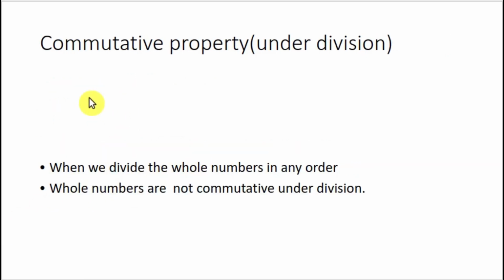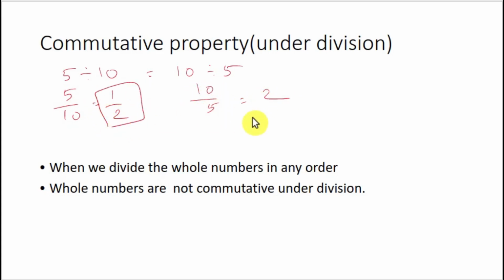What about division? Here in division, for example, I am writing 5 divided by 10 and 10 divided by 5. I am changing the order. So 5 by 10 equals 1 by 2. Here 10 by 5 equals 2. Here 1 by 2, here 2. So we conclude that whole numbers are not commutative under division. So it is possible only in addition.